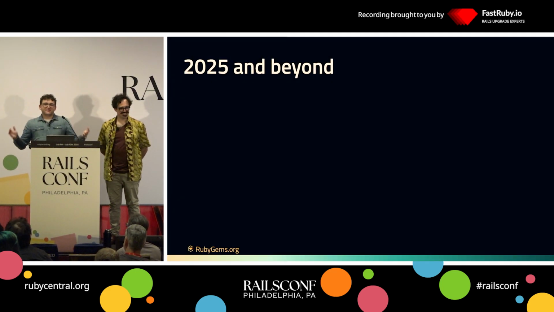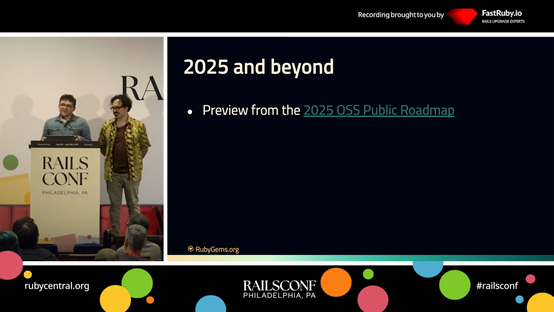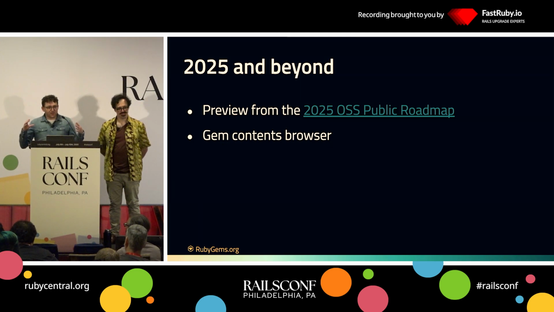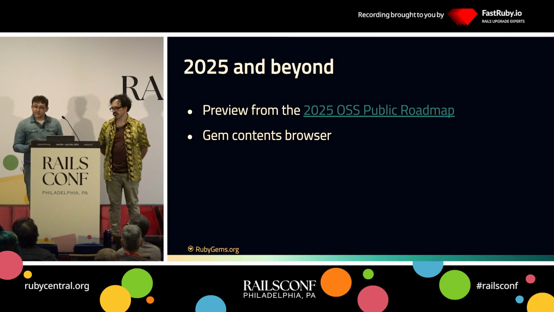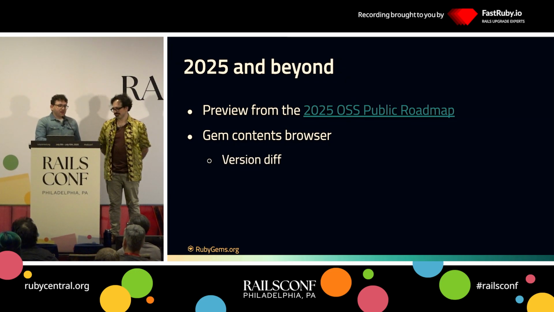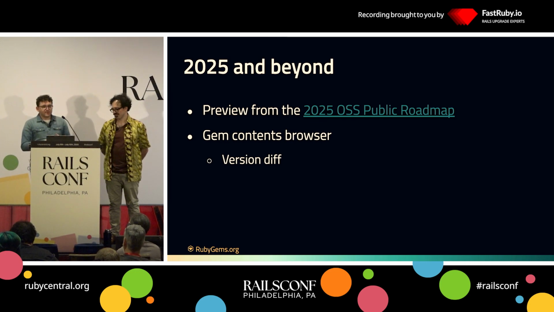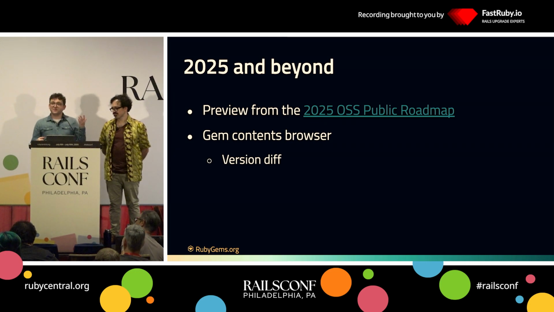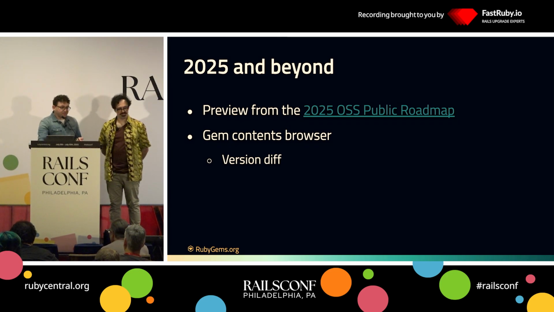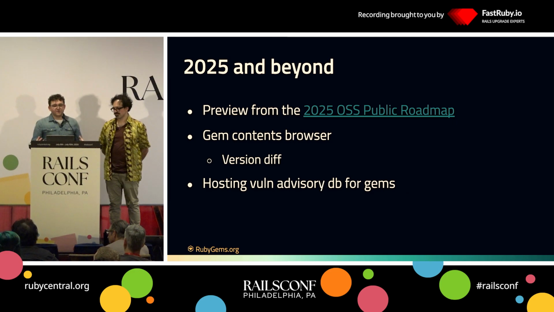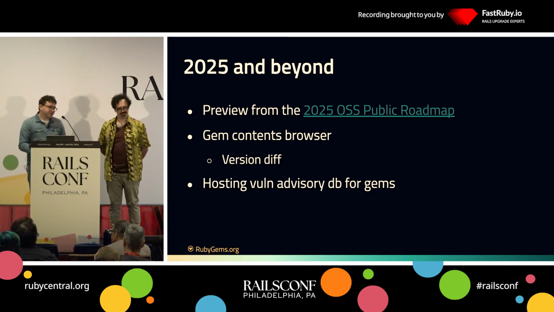And we're not done. The site's not finished. Here's a preview of some of the things that we're working on from Ruby Central's current public roadmap. We want to build a gem content browser so you can see what is in a gem before you install it. Novel concept. A diff viewer so you can see what has changed between version 3.0.1 and 3.0.1.1 and 3.0.2.